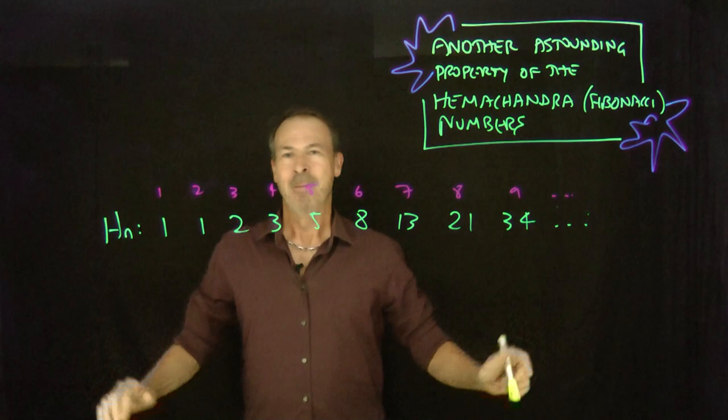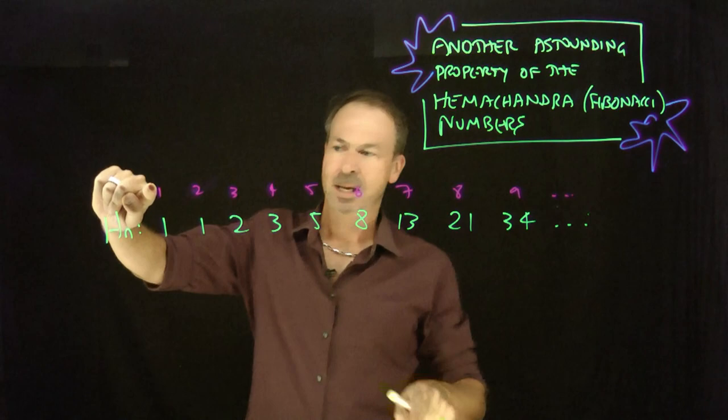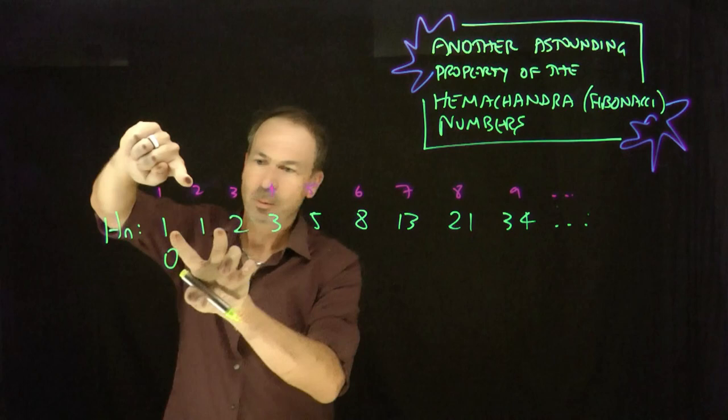Let me count how many of these numbers are smaller than 1. Well, none of these numbers are smaller than 1. Zero of them are smaller than 1. Now I'm going to count how many of these numbers are smaller than 2. Well, the first 2 are smaller than 2.